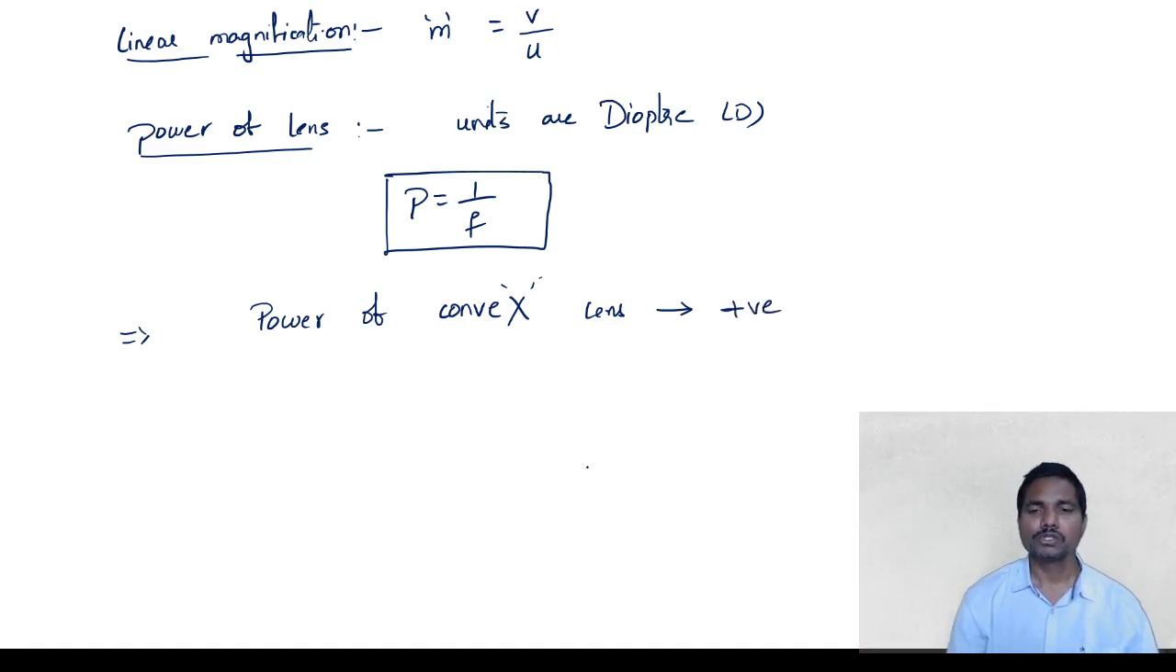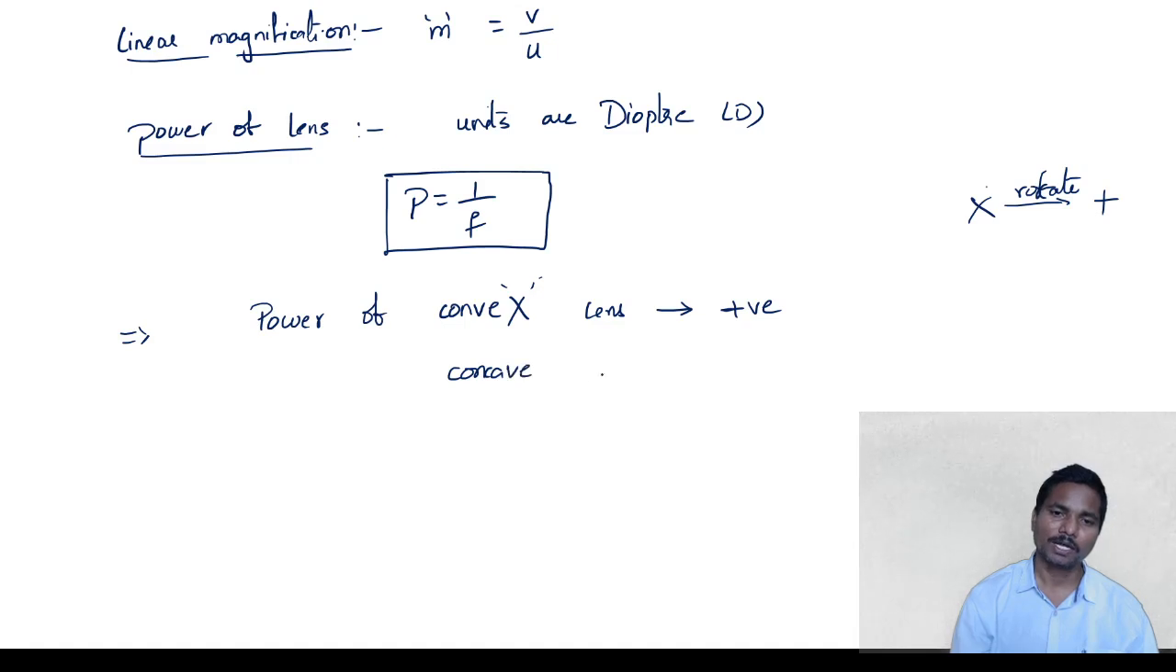Or use another trick. What is another trick? X is there now. Just rotate this X. If you rotate the X, then you will get a plus. So simply remember like that. So power of convex lens is positive. And if it is positive, no need to remember another one. Concave lens is negative.